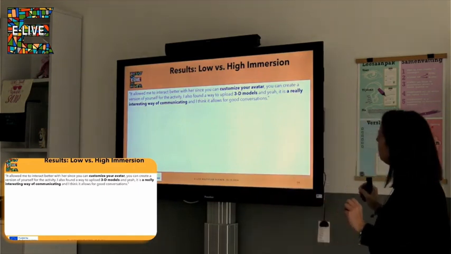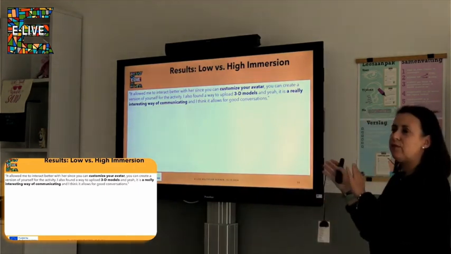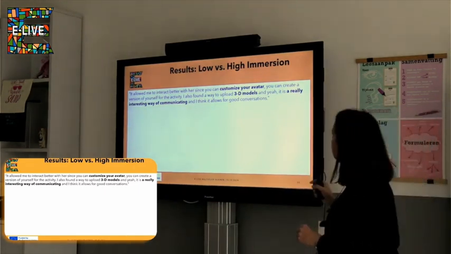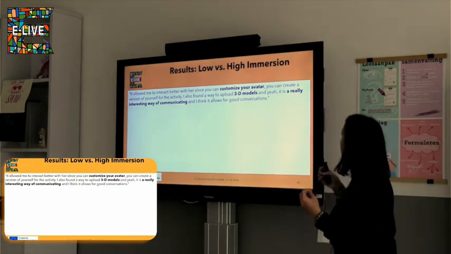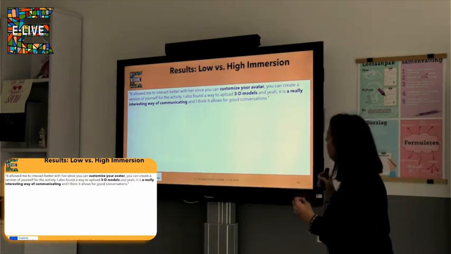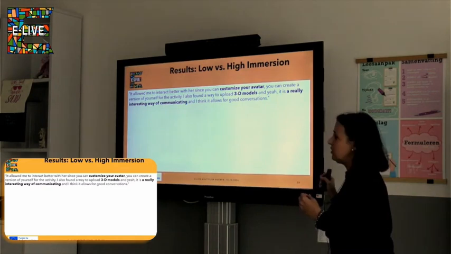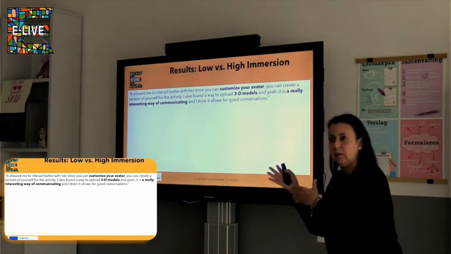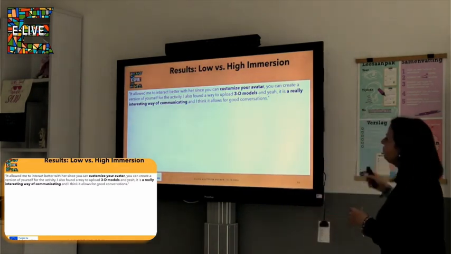It allowed me to interact better. Here we're talking about the difference between high and low. Since you can customize your avatar, as we said before, you can create a version of yourself for the activity. I also found a way to upload 3D models. I didn't teach them to do that, but they learned how to do it. And it is a really interesting way of communicating.